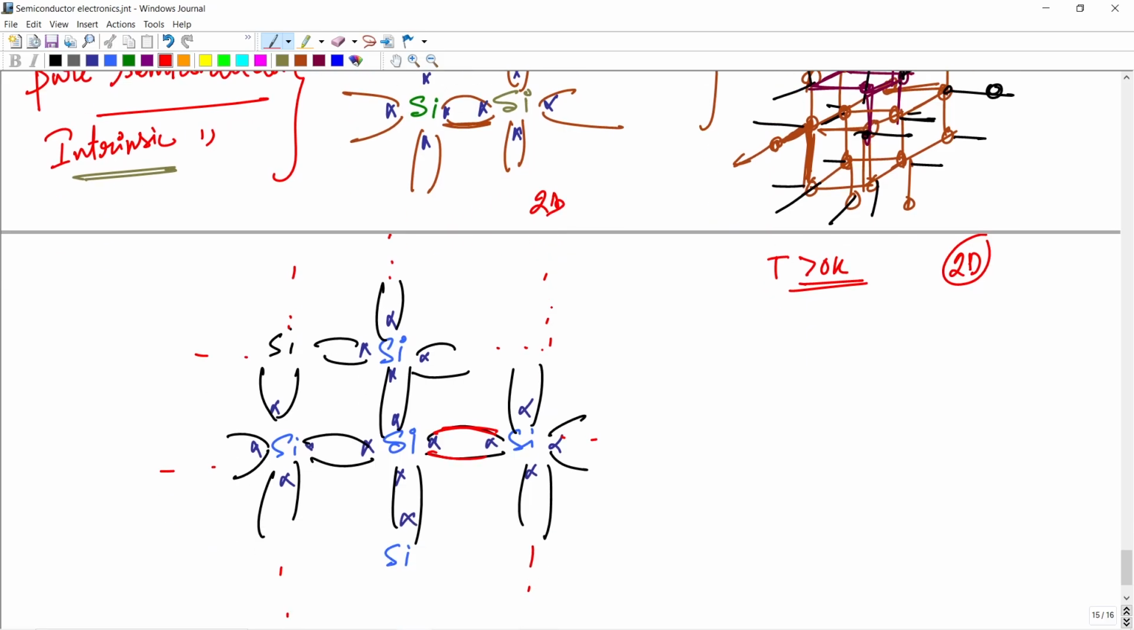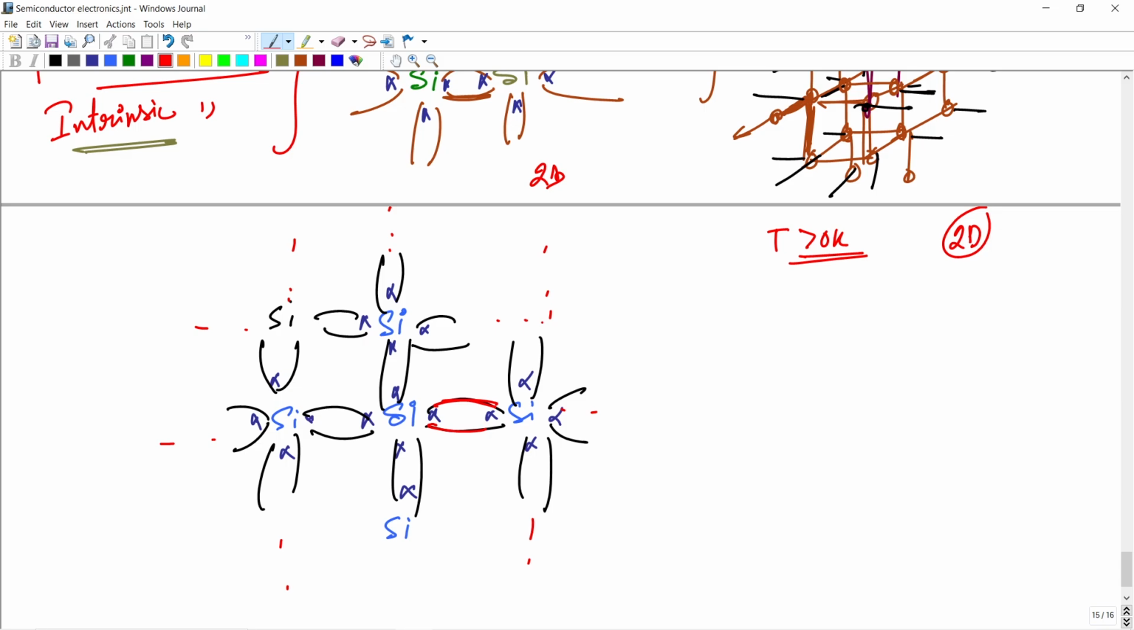And due to thermal change, this bond breaks. If the bond breaks, that electron is free. If that electron moves free here, the electron carries negative charge, and it creates a vacancy here. Okay, due to thermal energy, this electron moves in here and creates a vacancy here. These electrons are now free electrons, also called charge carriers.